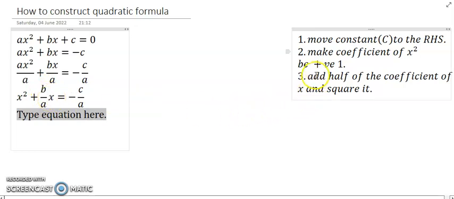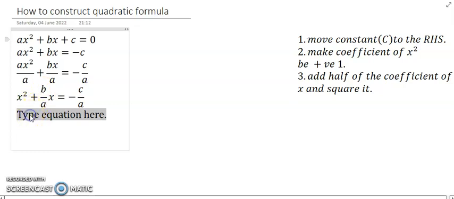Okay, from number 3 we will just do it like this. Add half of the coefficient of x and square it. Okay guys, here is the x that they're talking about. Then the half of this coefficient, the coefficient of this x is nothing but b over a. Then we will add half of this coefficient, and in the meantime we're gonna square it.